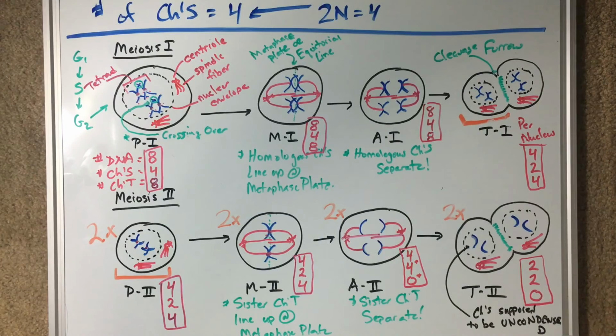Hopefully you found this video useful and helpful. Now you're able to take any number of chromosomes, change this number, and do this diagram on your own as well. If you're in my class, you should be able to draw this diagram like the back of your hand in less than 5 minutes, and calculate the number of chromosomes, chromatids, and DNA molecules. You should be able to do that. Anyway, hope you found this useful.